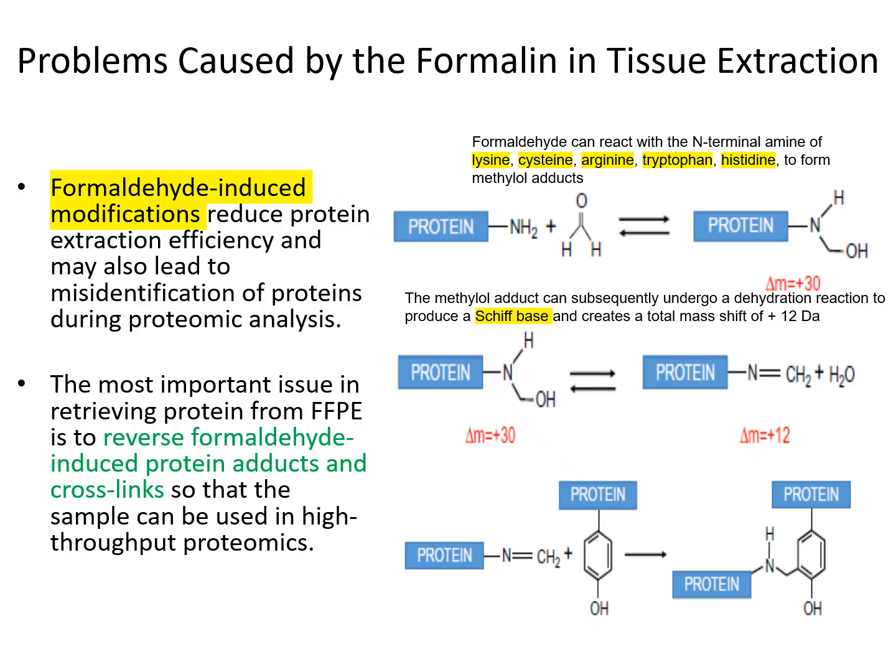That's a 30 dalton extra molecular weight. And then the methylol adduct can subsequently undergo dehydration to remove a molecule of water and to produce a Schiff base. This is a Schiff base, which is an extra 12 dalton molecular weight. And then you can cross-link this protein. So that's why that may cause a problem during the proteomic analysis if we use the FFPE sample.